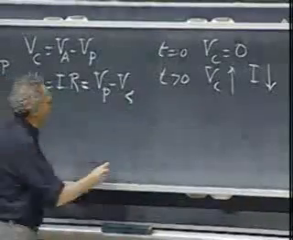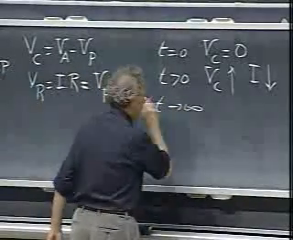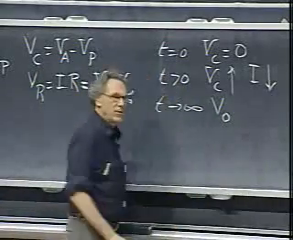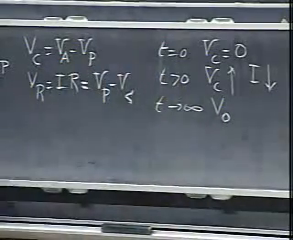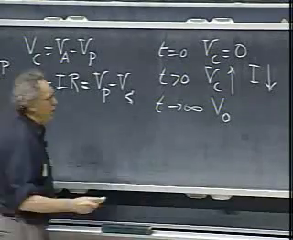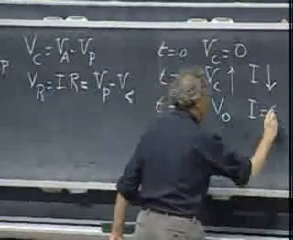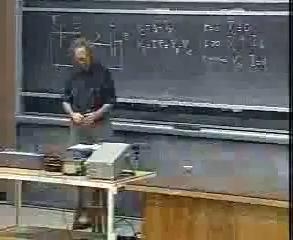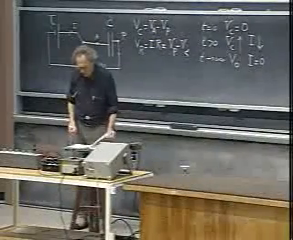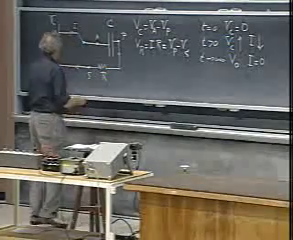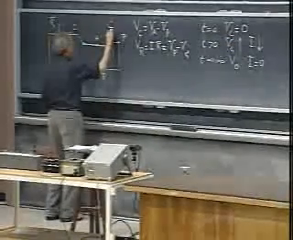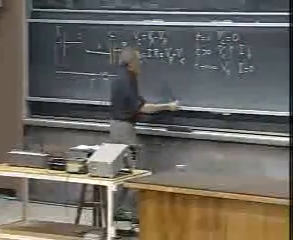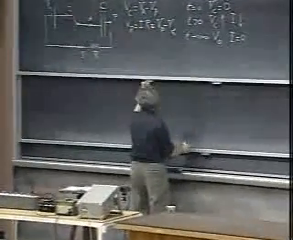And if you wait long enough, we call that infinitely long, then the capacitor will be fully charged. It will have the potential V0 of the battery, and then the current has become 0. No current is flowing anymore if the capacitor is fully charged. And so this capacitor is going to charge up, this becomes positive, and this becomes negative.